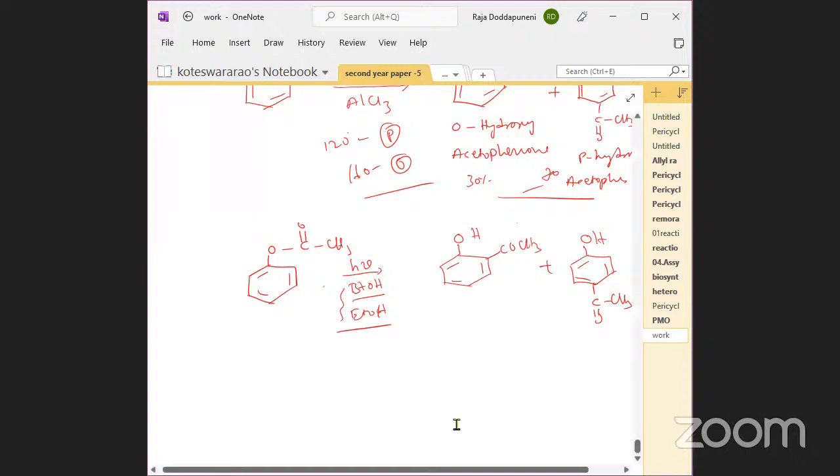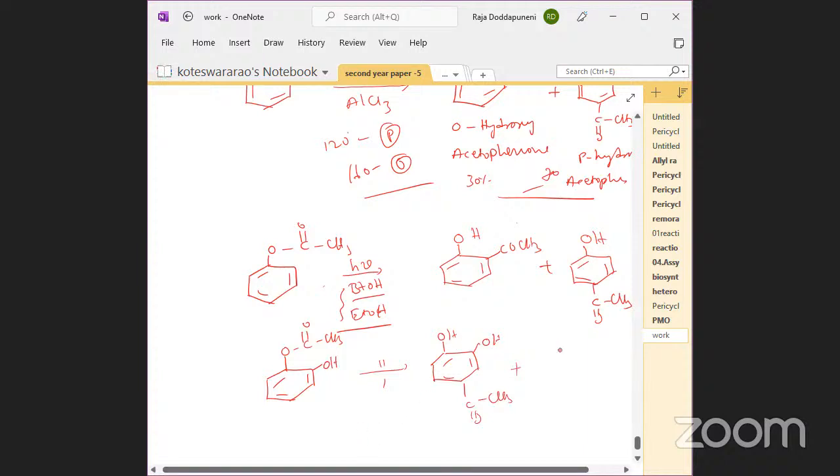Another example for the photo-Fries rearrangement is that you take ortho-hydroxy phenyl acetate. That means one of the ortho positions is blocked with the hydroxy group. Then it is irradiated under the same condition. That leads to the formation of two products. One is the para substituted product, that is 3,4-dihydroxy acetophenone. This is one product.